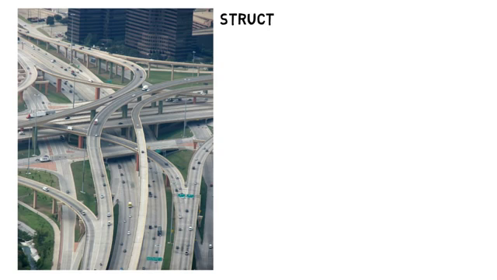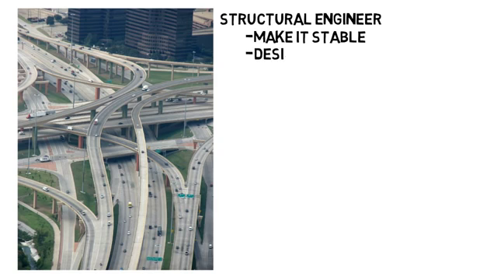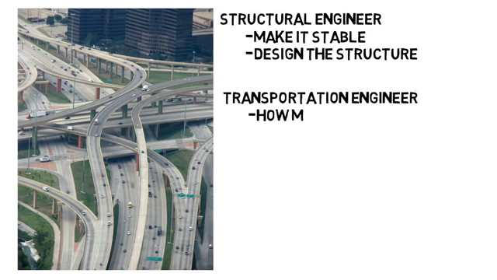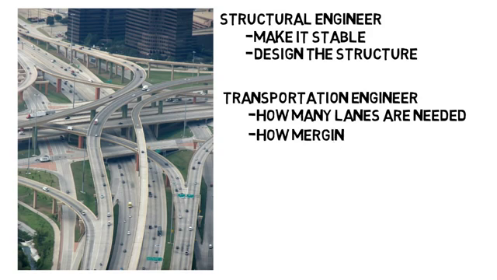Or let's say a highway interchange is being designed. A structural engineer would make it stable and design the structure itself, but the transportation engineer would determine maybe how many lanes are needed for the interchange based on traffic, or how the merging should happen to maximize safety. They make sure that the layout is designed to maximize traffic flow and safety rather than the physics of the structure itself.